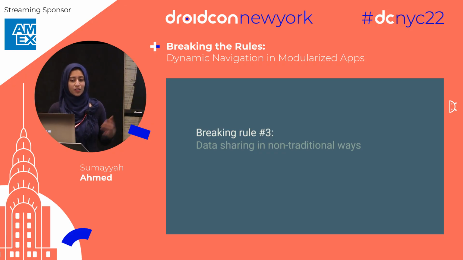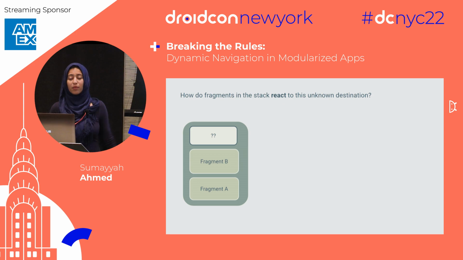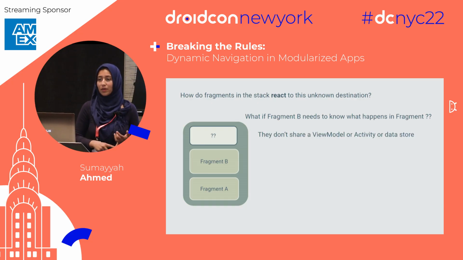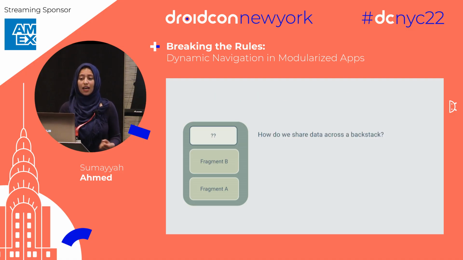Well, what if this is your backstack? You have a fragment B and then a deep linked fragment on top of that from another source. How do your existing fragments react to this? How does fragment B know, if they need to know, what happens in this deep linked fragment? Well, they're from different navigation graphs, so they don't have a view model in common, or an activity, or a data store. The only thing they really have in common is the backstack. So that's what we're asking. How do we share data across a backstack?